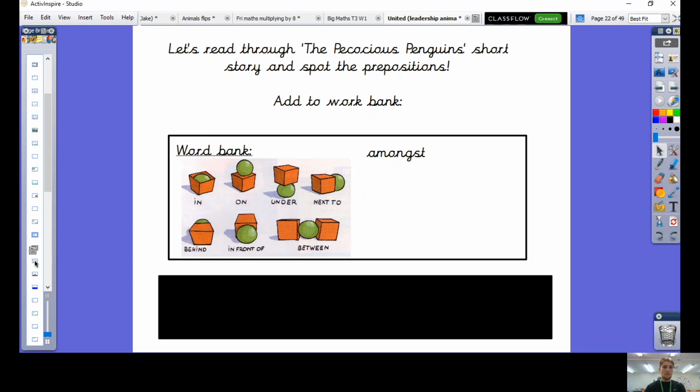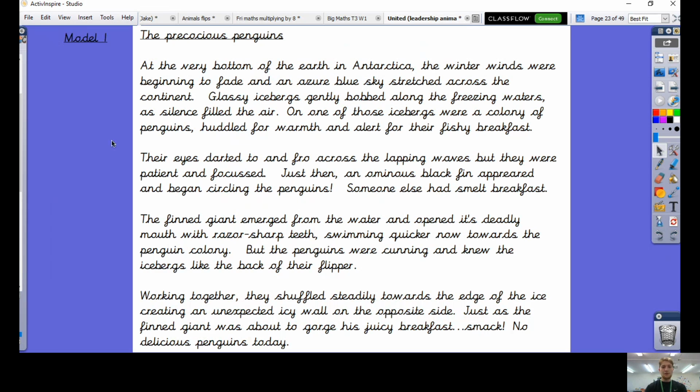At the very bottom of the earth in Antarctica, the winter winds were beginning to fade, and an azure of blue sky stretched across the continent. Glassy icebergs gently bobbed along the freezing waters as silence filled the air. On one of the icebergs were a colony of penguins, huddled for warmth and alert for their fishy breakfast. Their eyes darted to and fro across the lapping waves, but they were patient and focused.